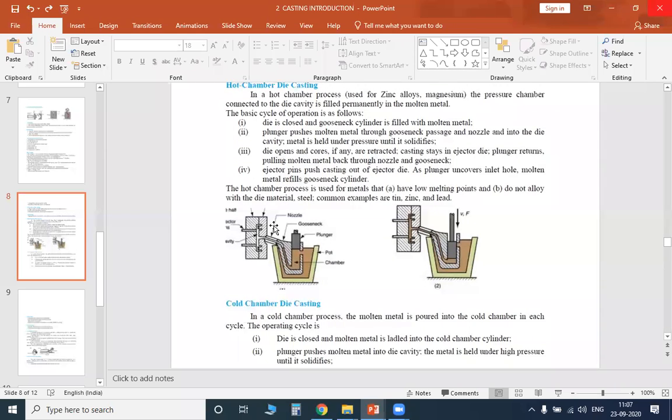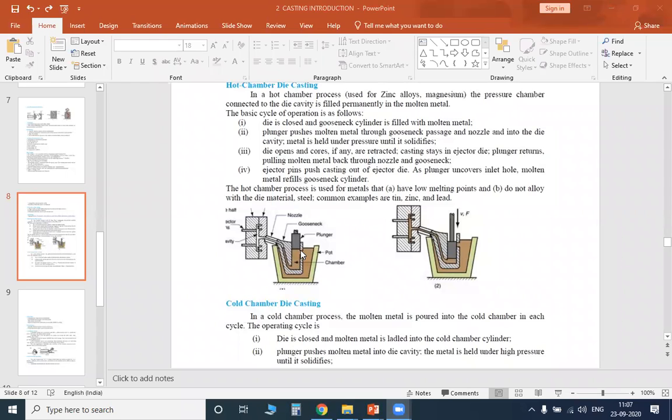In hot chamber die casting, we use molten metal, and one is a fixed die, a fixed mold, and the other is a moving mold. The molten metal is continuously kept in the furnace, so it is melting continuously. After that, there is a gooseneck and the injector nozzle part.